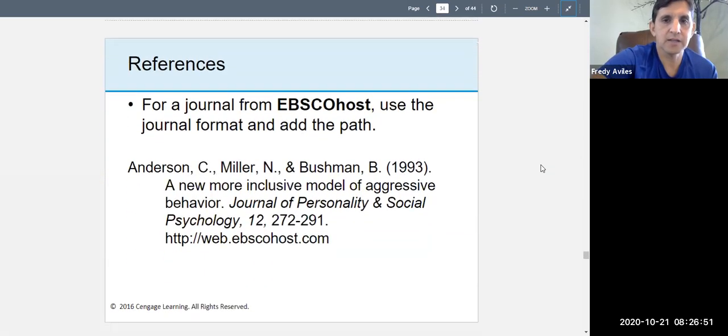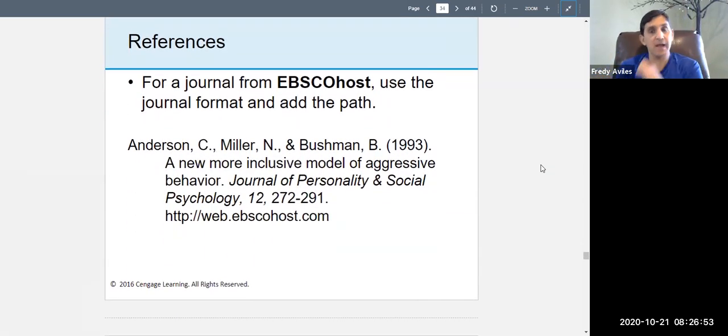If you're going to get a journal article, a research report from EBSCOhost, it's going to be pretty much the same, except you're going to add the path at the end. So again, you have the authors, the year, and then the title of the article, and then the title of the journal, italicized. Every major word begins with a capital there, okay? And then you have the volume, comma, italics goes up to there. Then you have the page number, and then you have the path because it came from EBSCOhost.